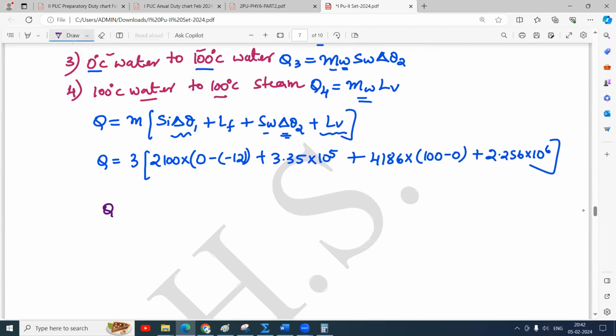Q is equal to 3 into, so this is 0 minus of minus 12, is 12. 12 into 2100, so it's 1200... 12 into 1 is 12, 2, 1 in hand, 12 into 2 is 24, 25. So as far as possible, we won't use calculators.